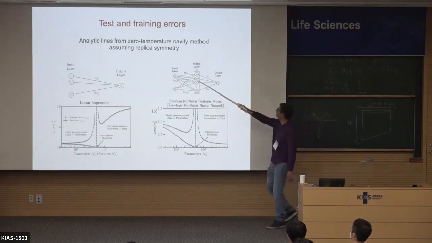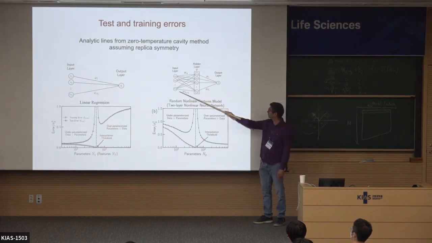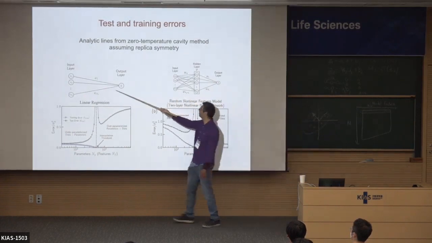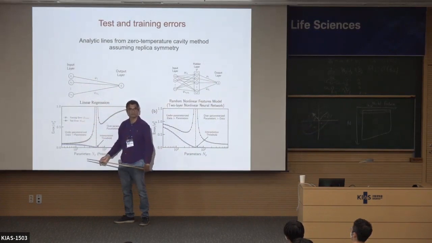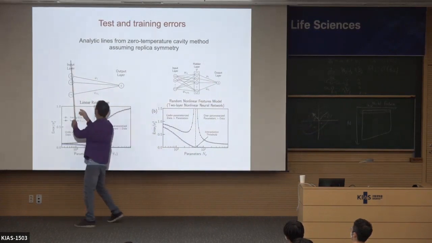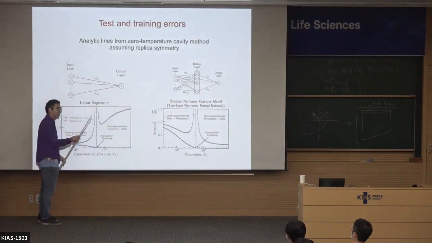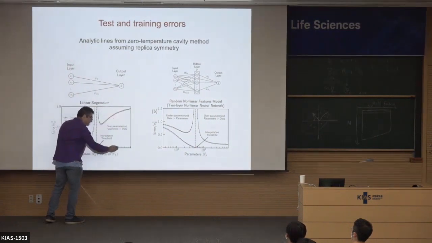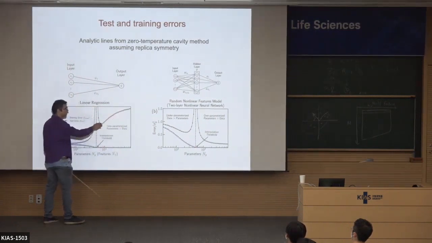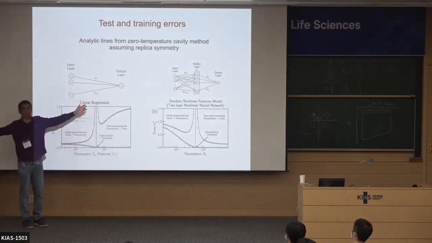We don't train this. Here, it's always equal to 1. And that's why you can't increase the number of parameters without increasing the number of features. So that's why if I go this way, the bias goes up, not because of anything to do with the number of parameters, but because I can't sample the whole input feature space.